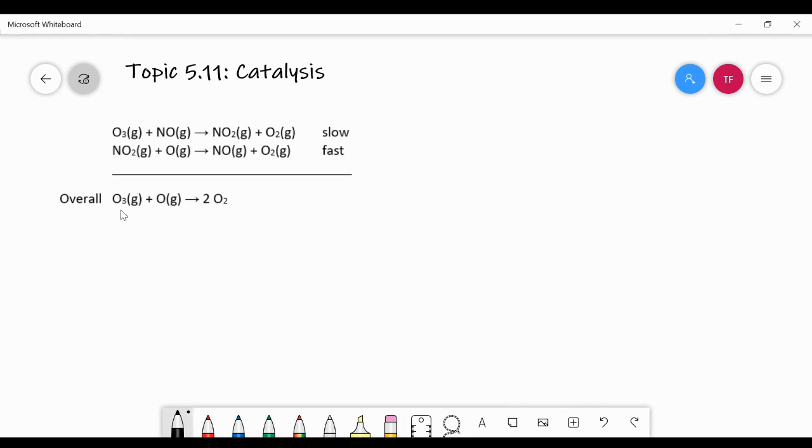So we've got a reaction that we're interested in: ozone reacting with free oxygen in the atmosphere to produce O2. This particular reaction, as written, is actually not a very fast reaction. It's difficult for this reaction to occur. There's not a lot of free oxygen in the atmosphere, and there is ozone in the atmosphere, but again, for them to collide is going to be a slow process.